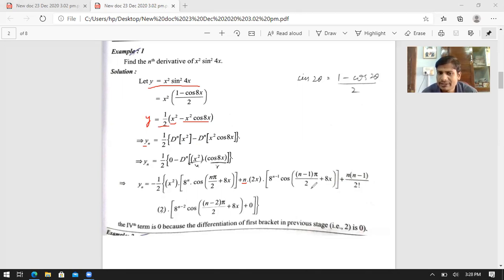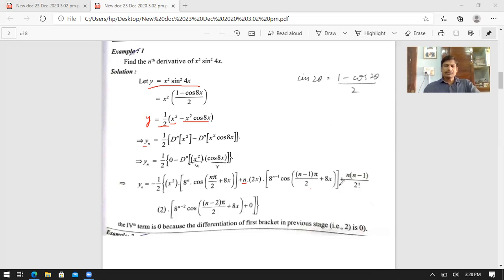Okay, in your note, I told that replacing the second term where n is there, I write n minus 1. Here a^n is there, so I write here the second step: a to the power of n minus 1 into cos of (n minus 1) pi by 2 plus 8x. Okay, this is the second one.